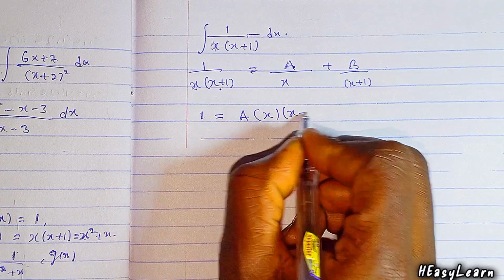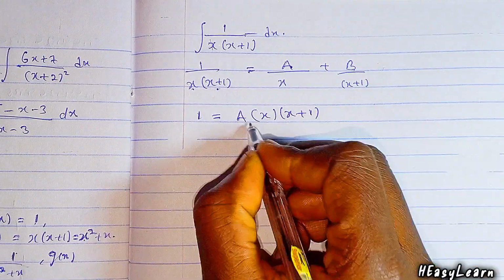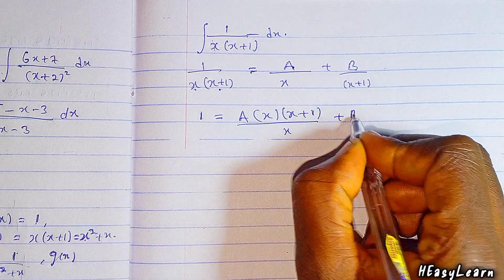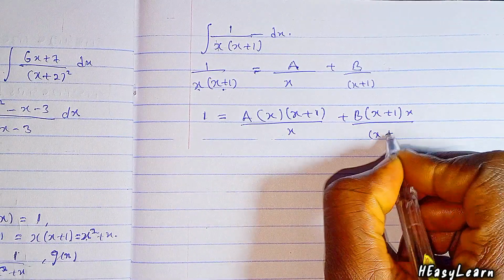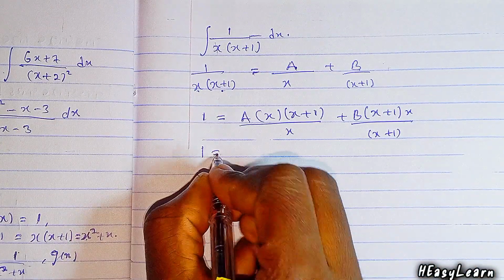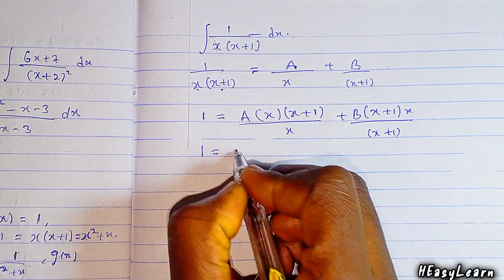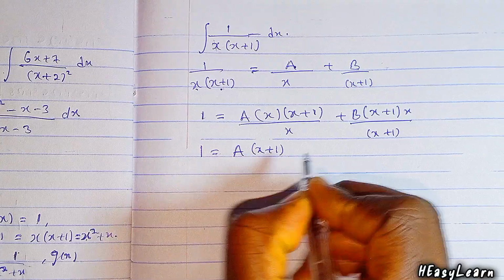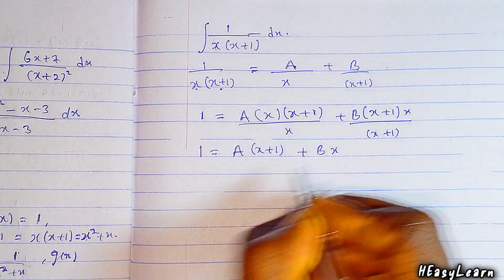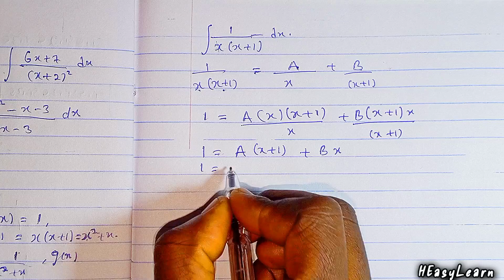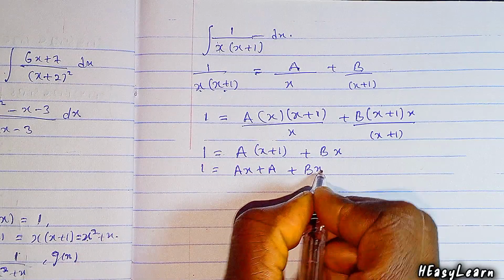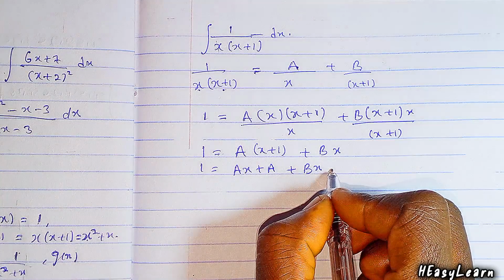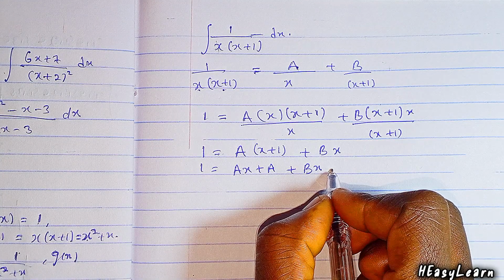We clear the fraction by multiplying through by the denominator of 1 over x times (x plus 1). This is the same thing as 1 equals A(x plus 1) plus Bx. So in this case, we open the bracket to be Ax plus A plus Bx. Then the next thing is to equate the coefficients of corresponding powers of x.